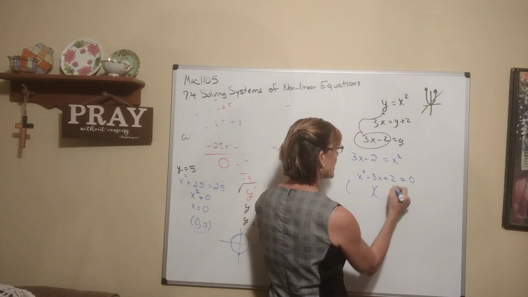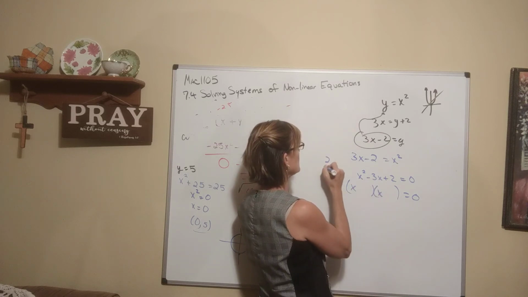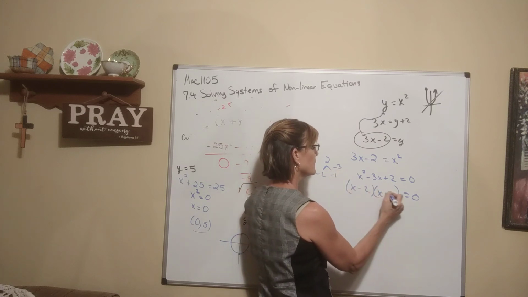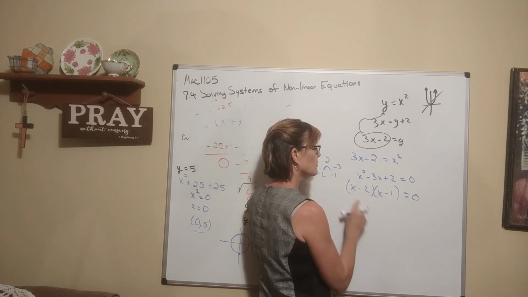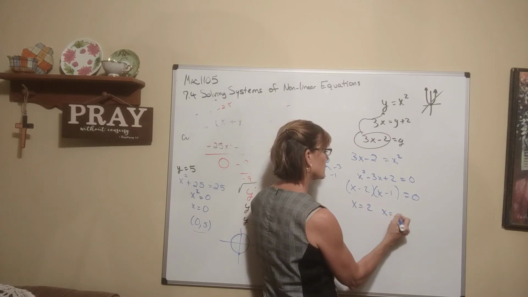I'm going to factor this fella. Let's see. AC is 2. They need to add up to be -3. -2 and -1 will do it. X squared minus 3x plus 2 factors as x minus 2 times x minus 1. X is 2. X is 1.